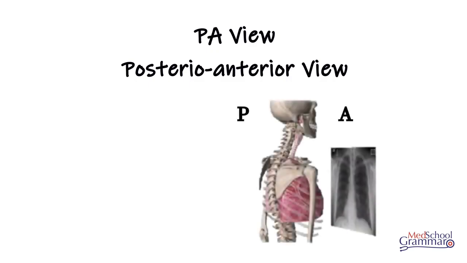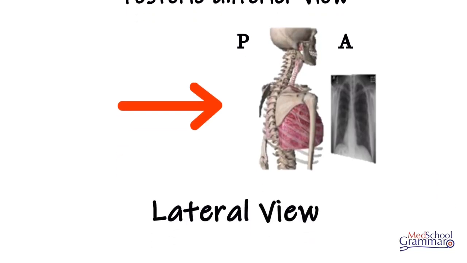Secondly, you have the PA view or the postero-anterior view. That is the exact opposite of the AP view. Here, the X-ray tube faces the posterior aspect of the subject, the X-ray film faces the anterior aspect of the subject, and the X-rays move from the posterior to the anterior side. So, of course, it is the anterior aspect which gets projected onto the X-ray.